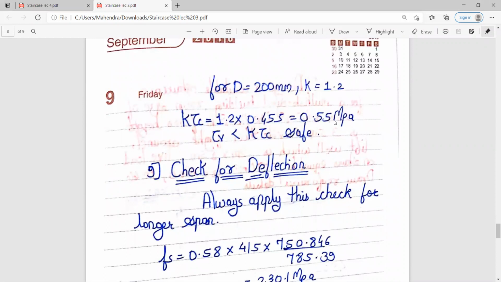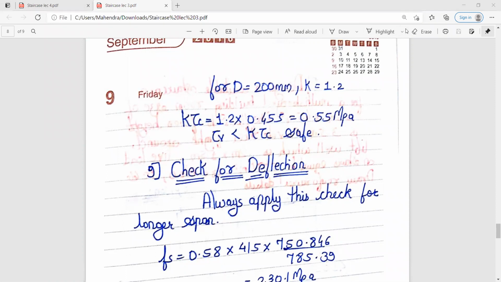0.55 megapascal. So, tau v is less than tau c. As tau v is less than tau c, now K into tau c, this K is what? K is nothing but the overall depth of the slab. So, for D, जब भी आपका D 200 रहेगा, you are going to get the value of K, that is 1.2. This is from the page number 72 of your IS 456-2000. वहां से आपको ये K की वैल्यू मिली है. K is nothing but the overall depth of the slab. So overall depth of the slab you had got from the page number 72 of your IS 456-2000.